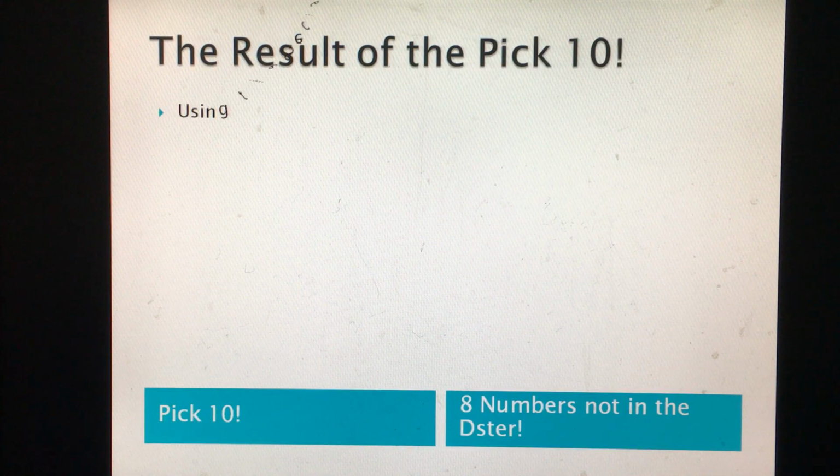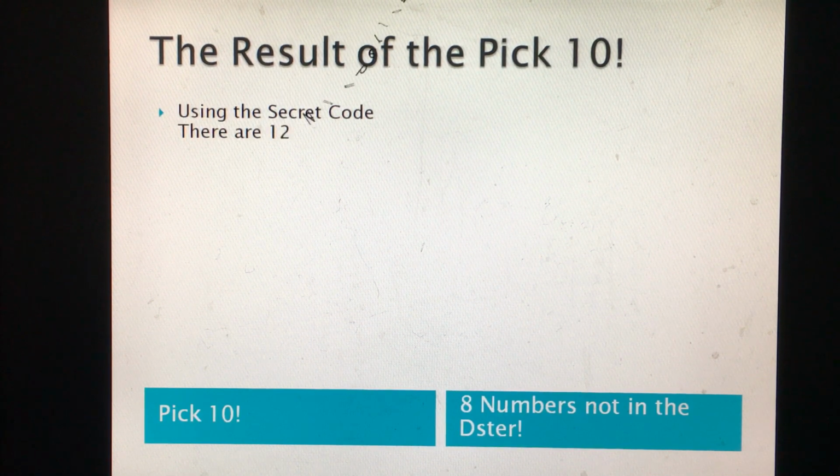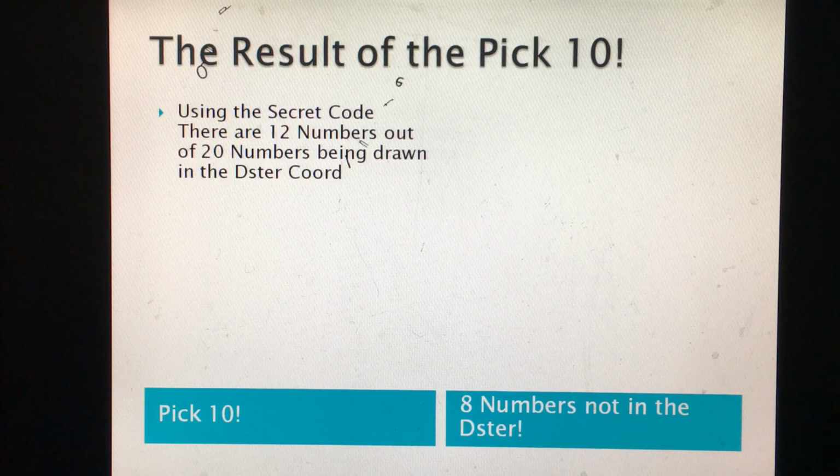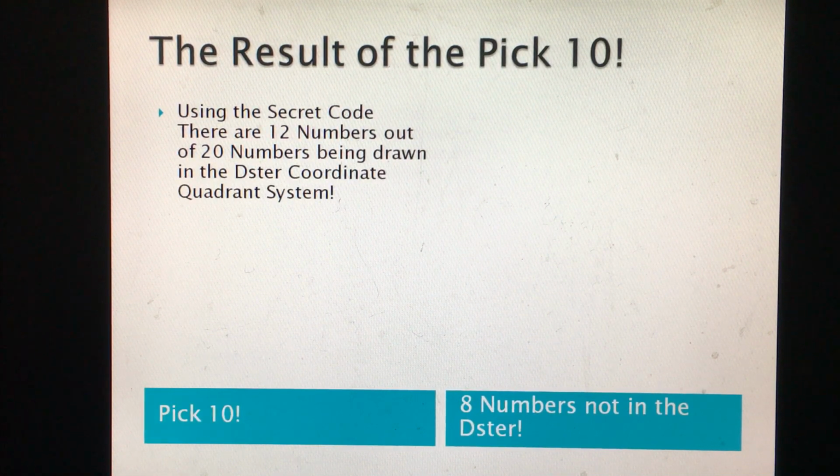Now let's look at the result of the pick 10. Using the secret code, there are 12 numbers out of 20 numbers being drawn in the Dster quadrant circumference system. And as you can see, 2 numbers are drawn in between quadrants. And let's say you don't want to pick numbers in between quadrants, you want to pick in-quadrant numbers. 12 numbers in the Dster minus the 2 in-between quadrant numbers, you have 10 numbers chosen in quadrants. So that means all those numbers you could have picked in quadrant as your winning combination to hit that jackpot.